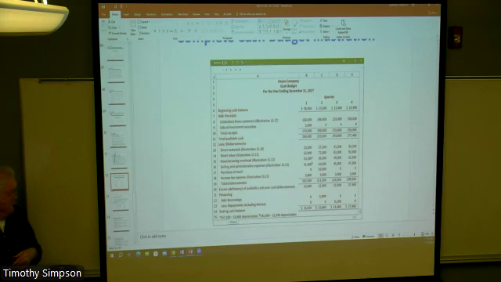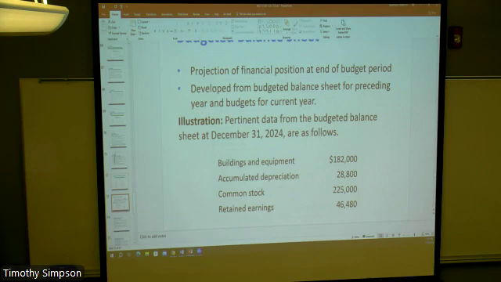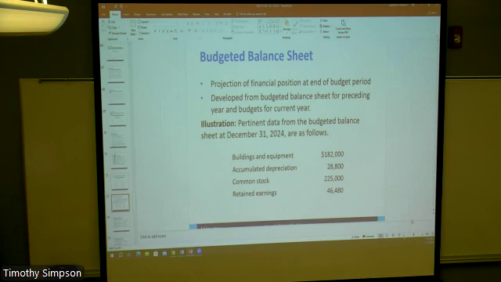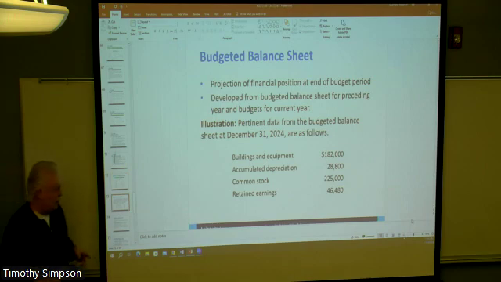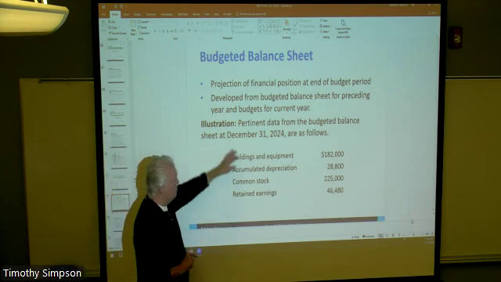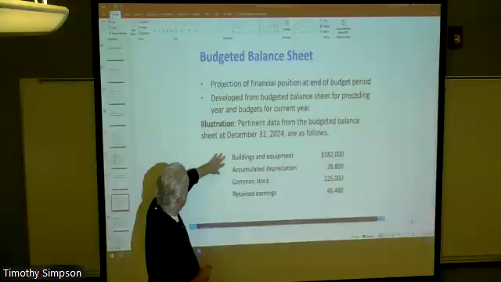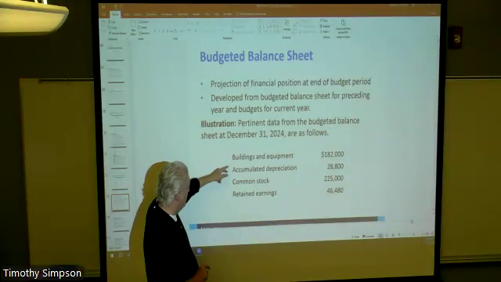Okay. All right. Any questions so far about anything on the cash budget itself? Let me see here. And then what we're going to do is work our way toward building a balance sheet. And there's some data as to capital expenditure, buildings and equipment, the accumulated depreciation, all that.